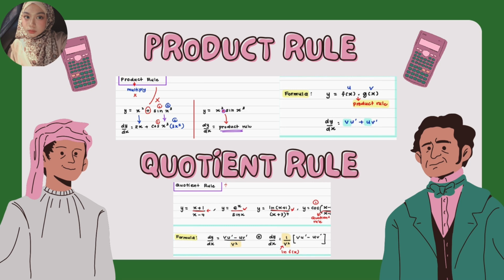Firstly, we will start with product rule. We use this when differentiating two functions that are being multiplied.